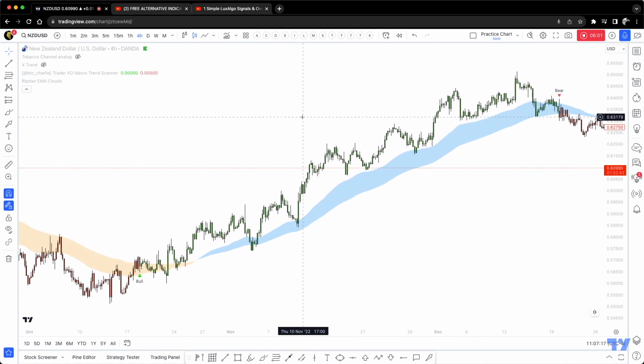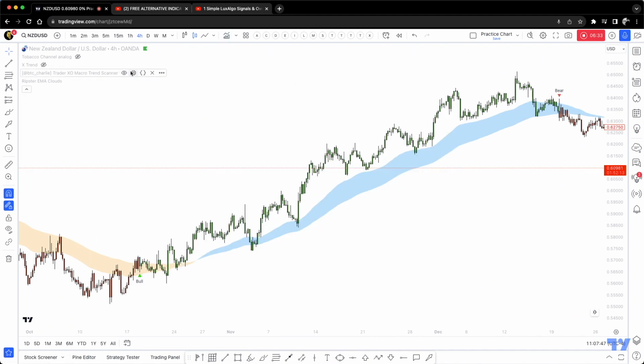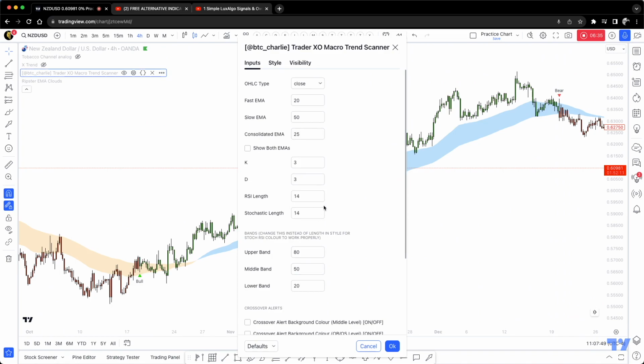Like if you can see, when the market is bullish, all the time, it's green. The candles are all green the whole time, right? And it gives you the buy signal right here. When it starts to turn bearish and goes below the actual little cloud right there, it gives you the sell signal, right? So that indicator is a trend scanner. It's called Trader XO Micro Trend Scanner. That's the creator, okay? And the settings for that, you go here, and this is the current settings that I have.